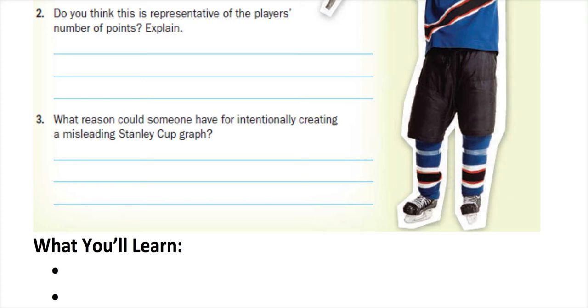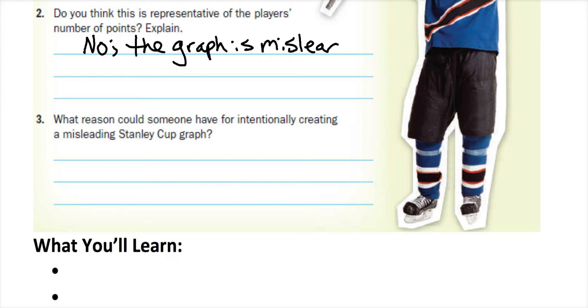All right, number 2. Do you think this is representative of the player's number of points, and explain? So just looking at it, does it look representative that he really had twice as many? And the answer is no. The graph is misleading. It only looks like Curry had half the points of Messier.